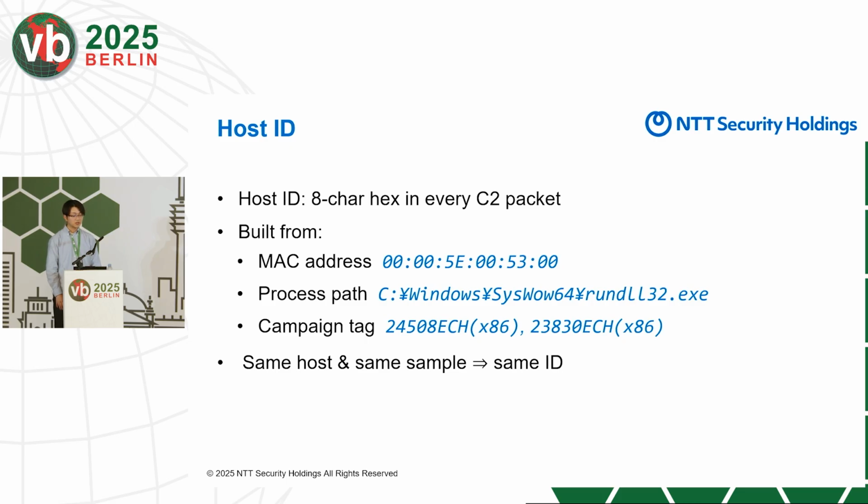The malware needs a label for every victim, so each SIDS request carries a host ID. The ID is always 8 hex characters. How is this ID made?